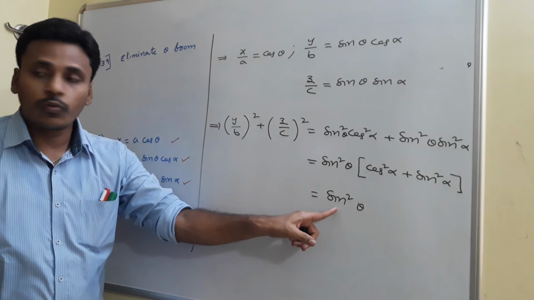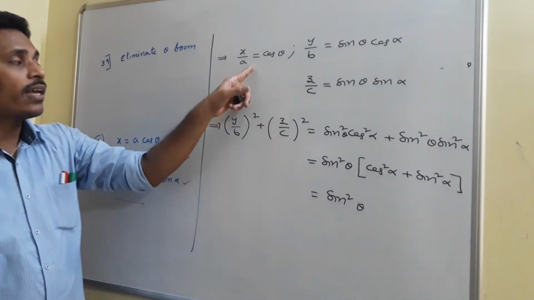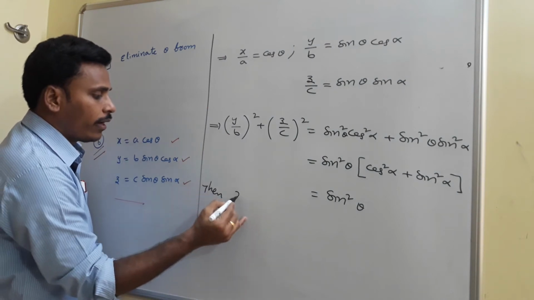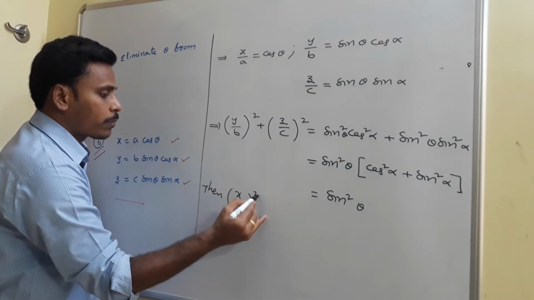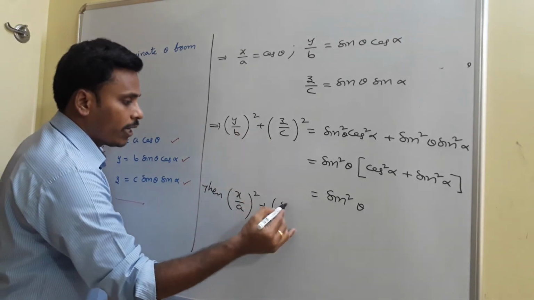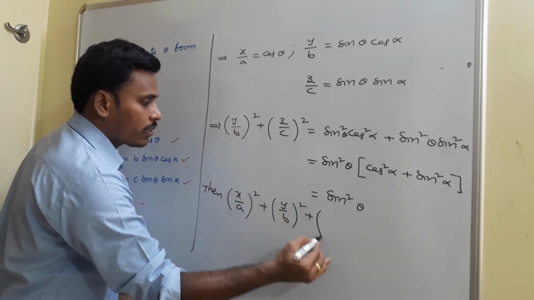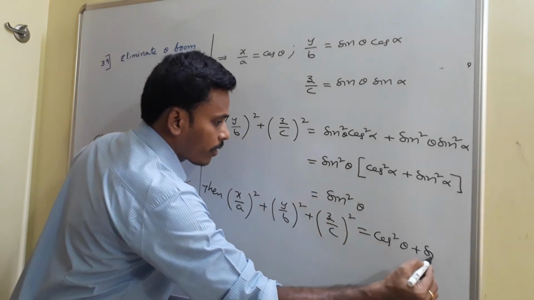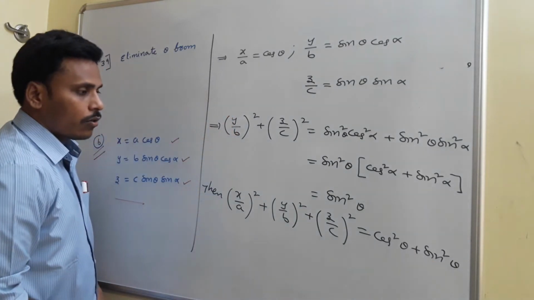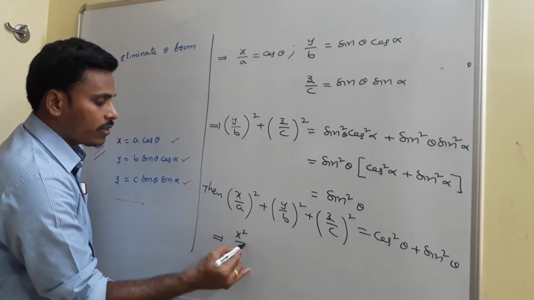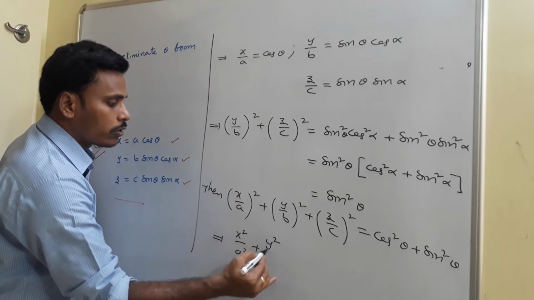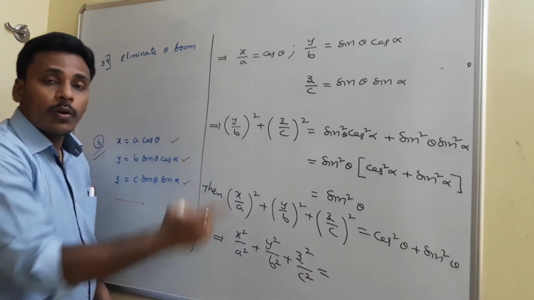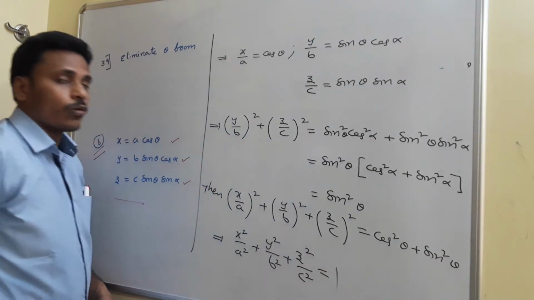And now if you add cos square theta to this, it becomes 1, right? But here I have cos theta. So square it and add. Then what I do is, square of the first expression, x by a whole square, plus this one, y by b whole square plus z by c whole square, is equal to cos square theta plus sin square theta. And now this side, x by a whole square is x square by a square, y by b whole square is y square by b square, and z by c whole square is z square by c square. Whereas on the right side, cos square theta plus sin square theta is 1.